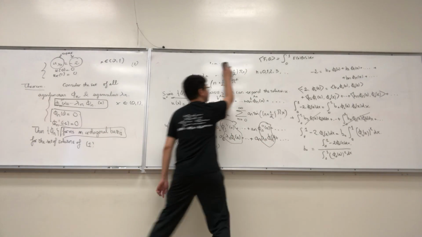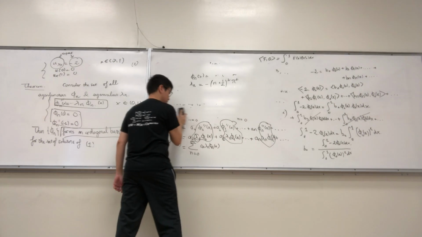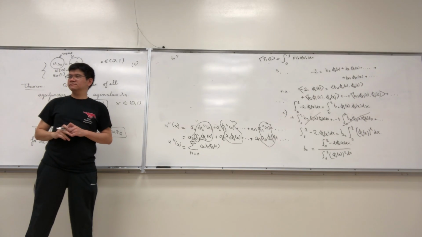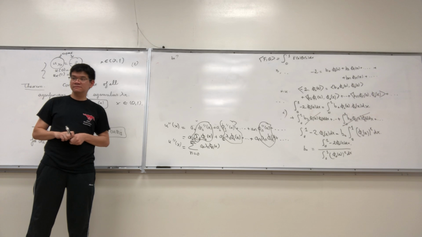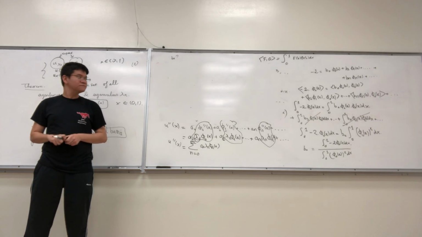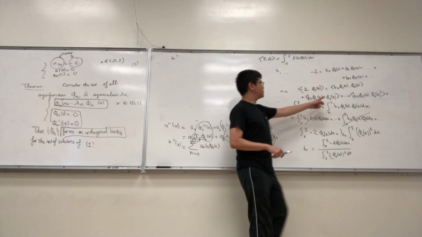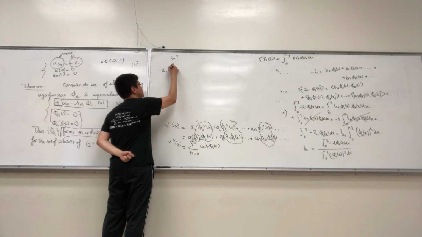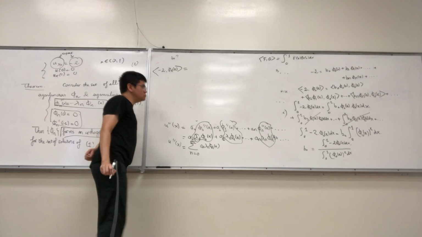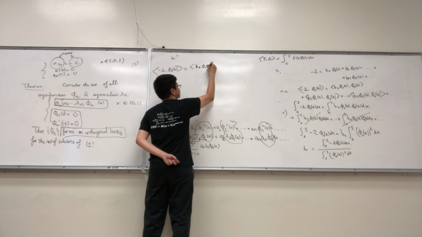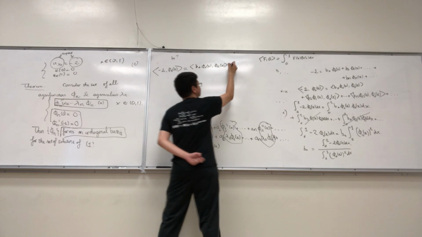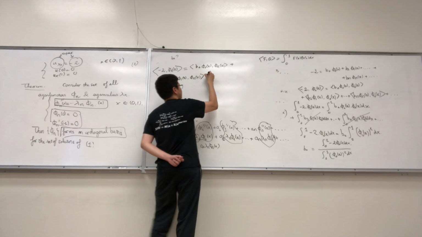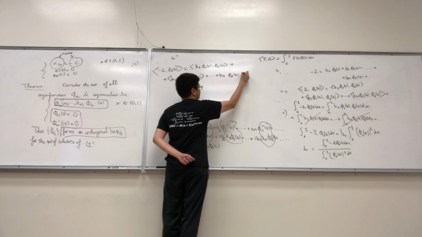Now I want to compute the bn. So how can I compute bn? Instead of phi 0, you put phi n in that equation. Right. So to compute b0, you multiply everyone with phi 0. To compute bn, you multiply everyone with phi n. So you're going to have minus 2 phi n of x is equal to b0 phi 0 of x phi n of x, plus b1 phi 1 of x phi n of x, plus bn phi n of x phi n of x.